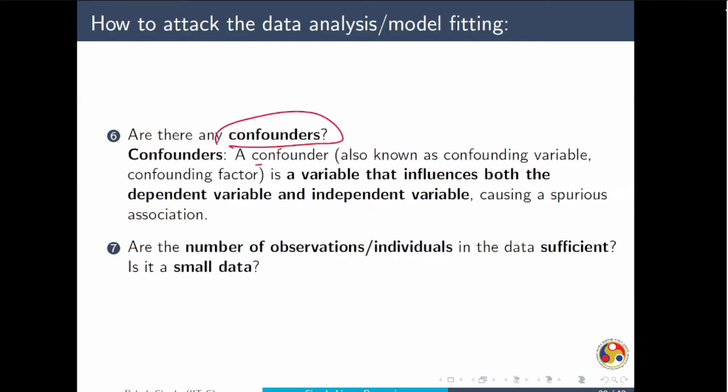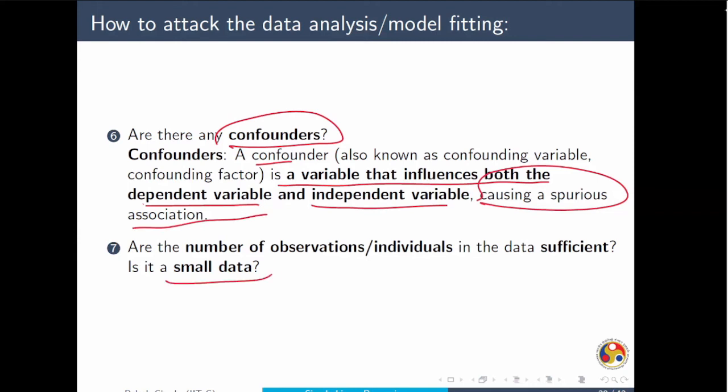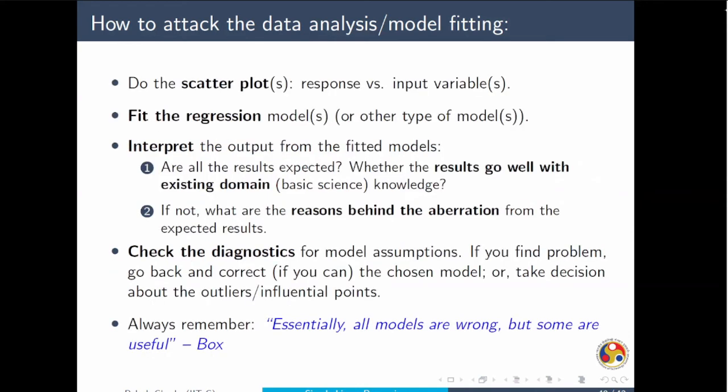A confounder is a variable that influences both the dependent variable and the independent variable, causing a spurious association. I do not have time, so this is another big concept. And when you are dealing with small data, a lot of things will be problematic for you. And how do you attack the problem?